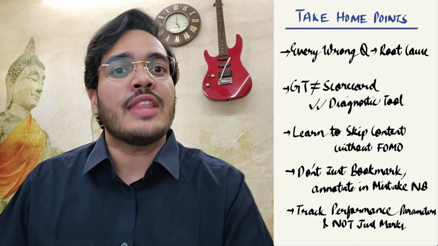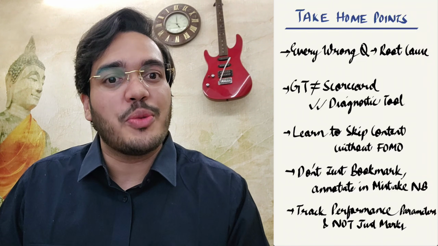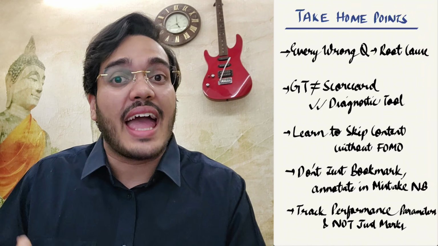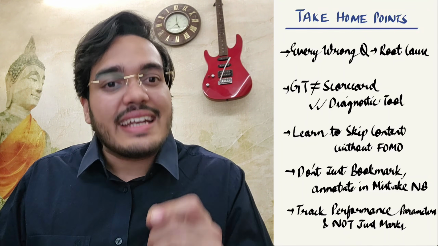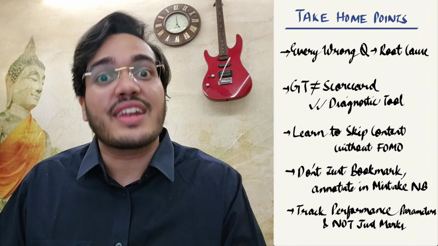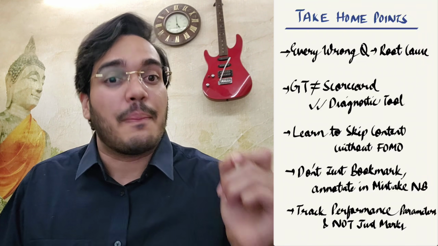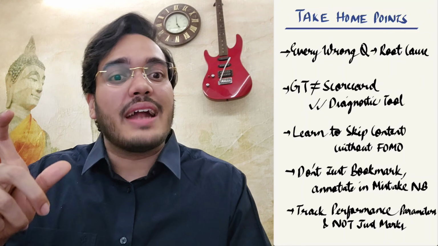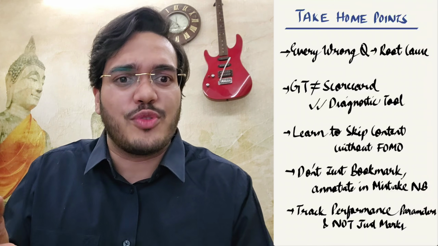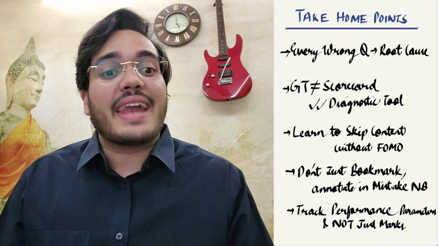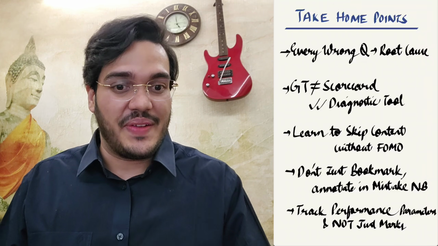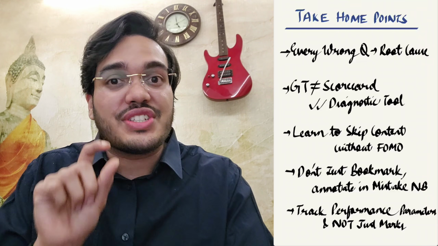Now, the take home points from this video would be: every wrong question has a root cause. It is you to identify it and work on it and improve it. Your grand test is not just a scorecard, it is a diagnostic tool, and you have to learn to use all its performance parameters appropriately. Learn to skip content without the FOMO of 'yahan se question aa gaya, then what?' Please don't have that FOMO. Don't just bookmark, annotate in the mistake notebook so that you are able to revise it later on. Track performance parameters and not just marks.